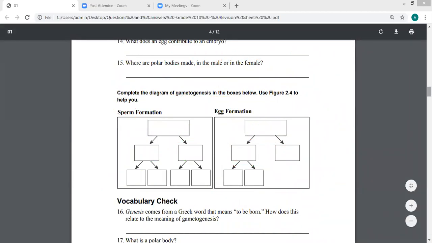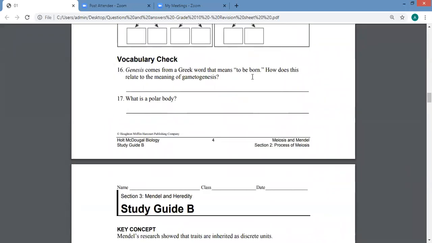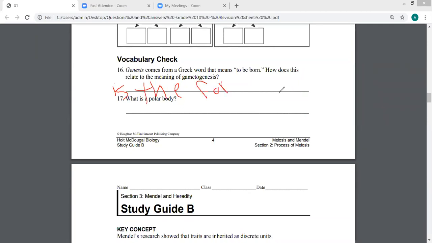Number 16. Genesis comes from a Greek word that means to be born. How does this relate to the meaning of gametogenesis? Gametogenesis is the formation of gametes.